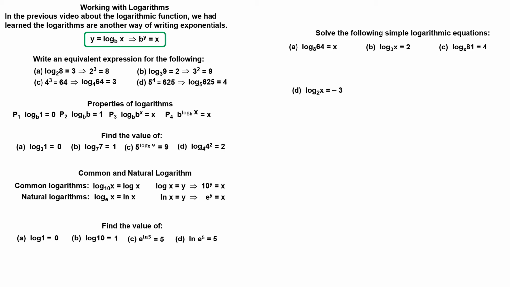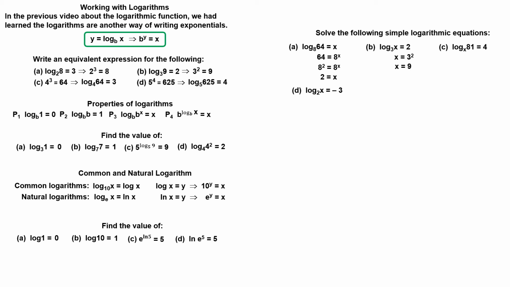Log base 8 of 64 equals x. Write in exponential form. Write the exponential equation in the same base and equate the exponents. x equals 2. Write in exponential form. x equals 9.